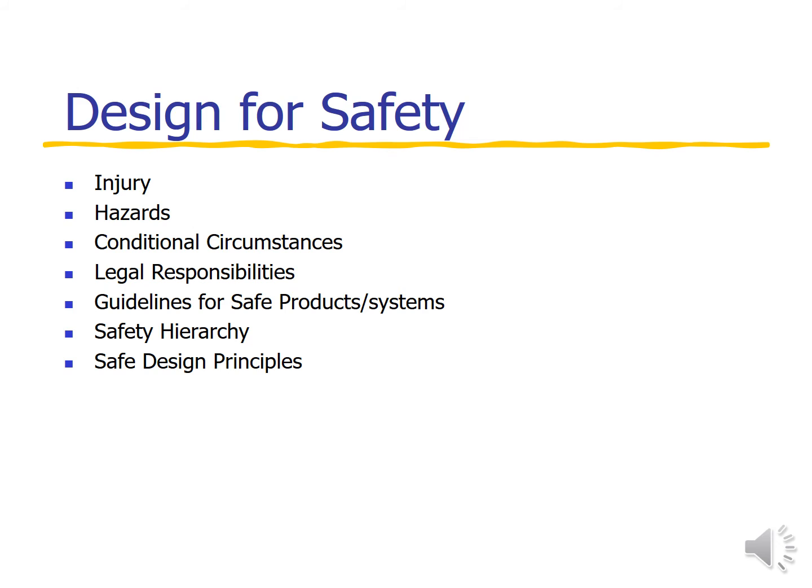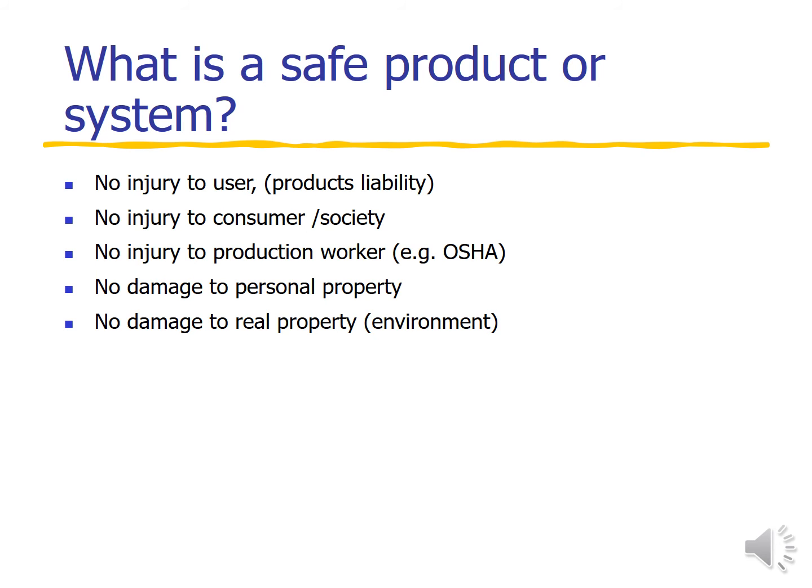Make sure safety is talk about the injury, hazard, condition, circumstance, legal responsibilities, guideline for safety product, safety hierarchy, and safety design principle. What is a safety product or system? Make sure no injury to user, no injury to consumer, no injury to production worker, no damage to personal property, no damage to real property.